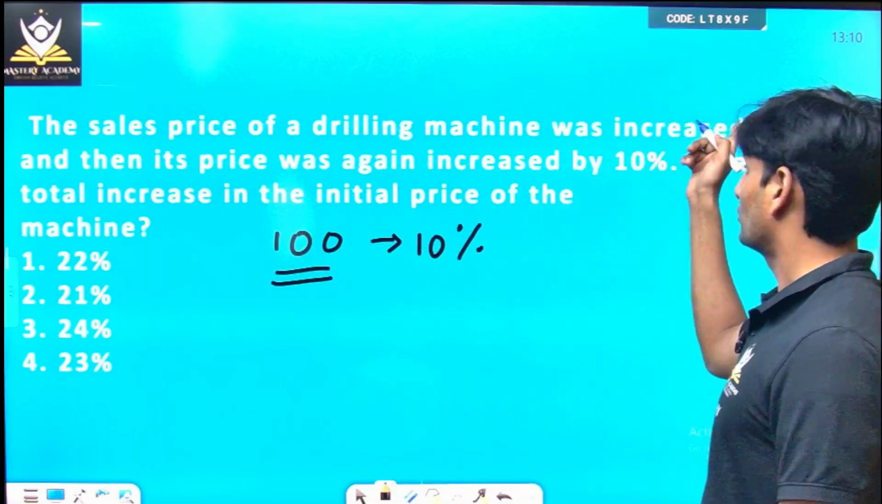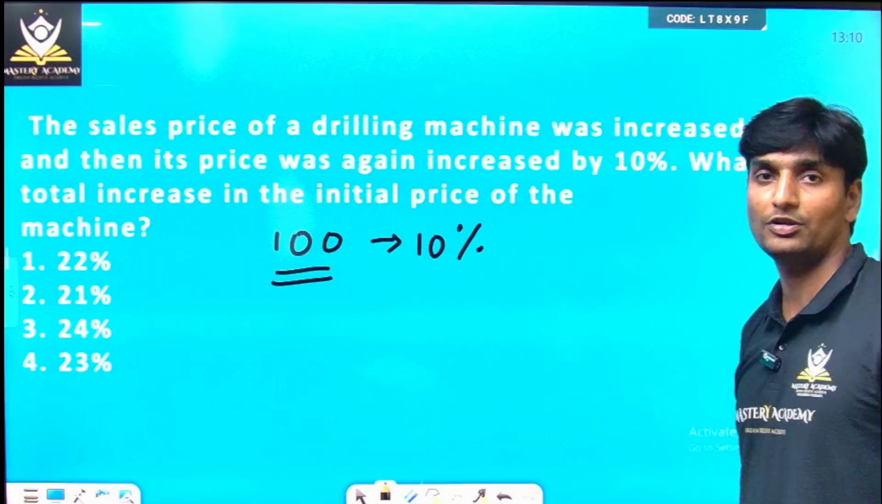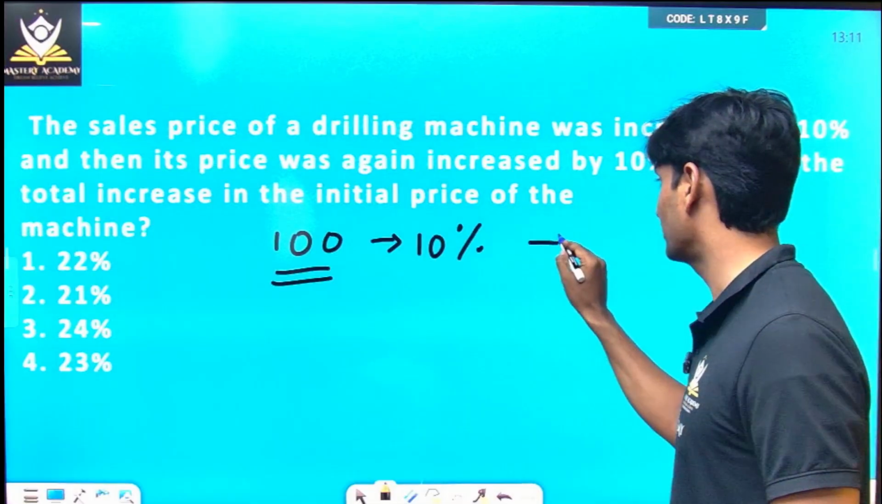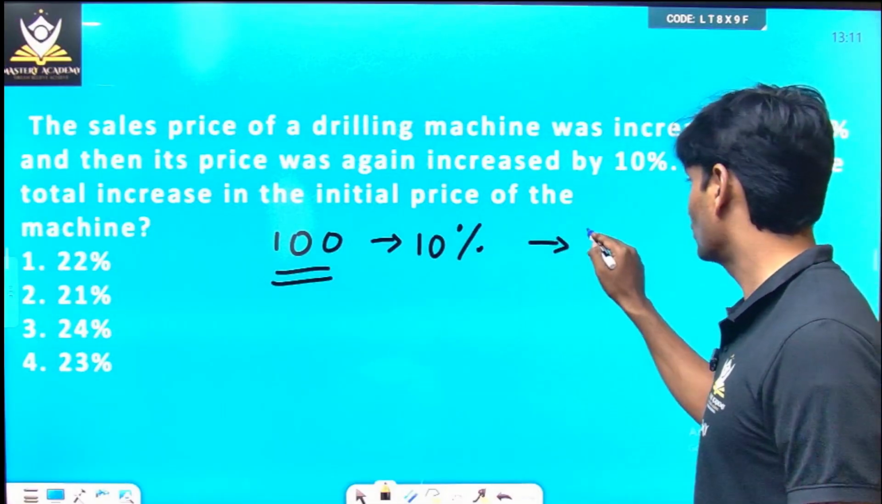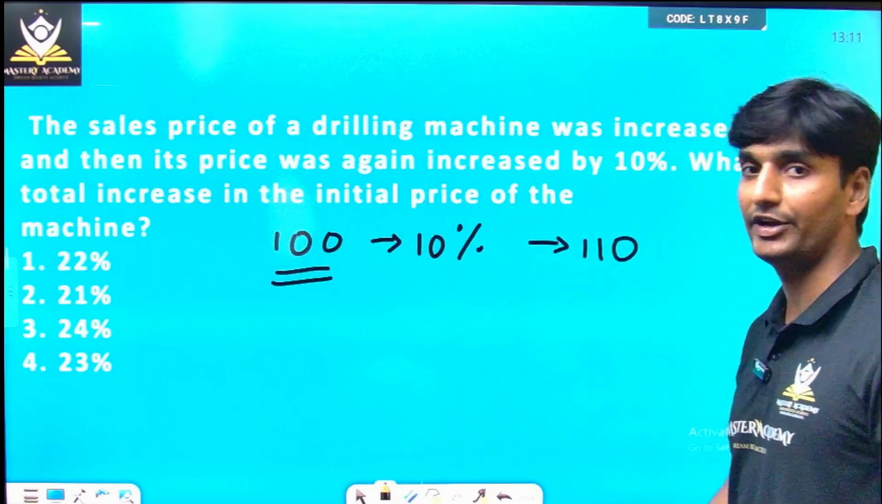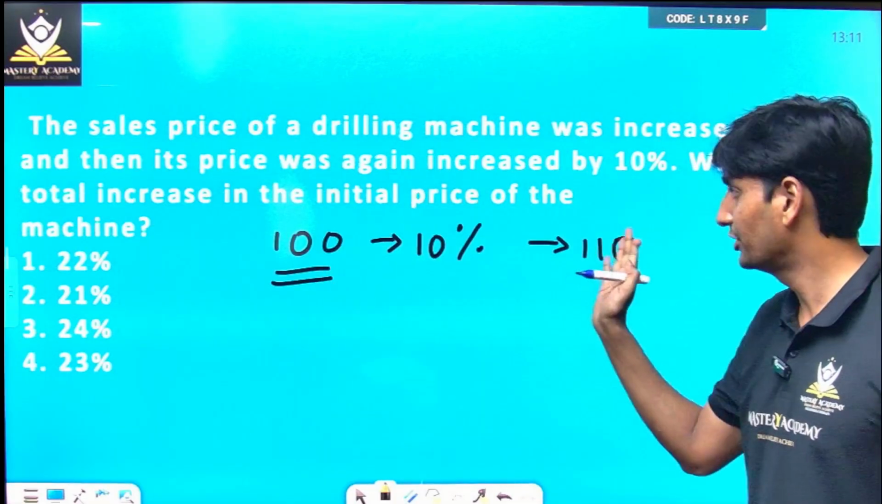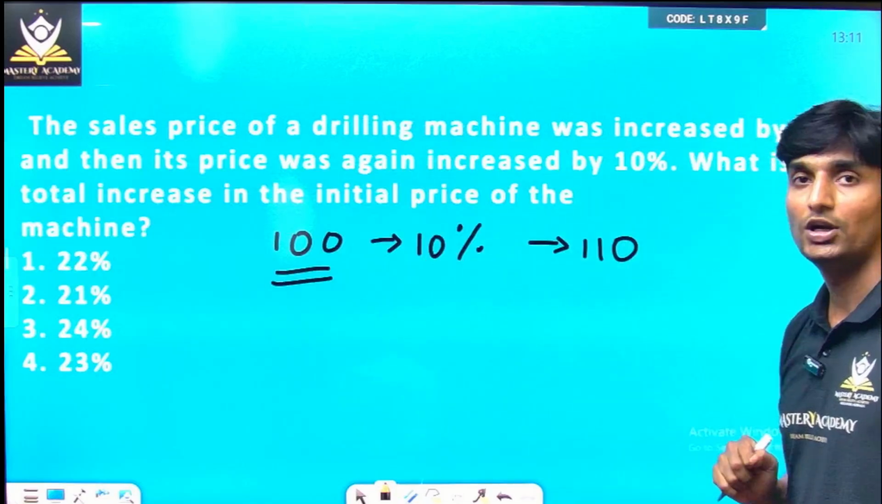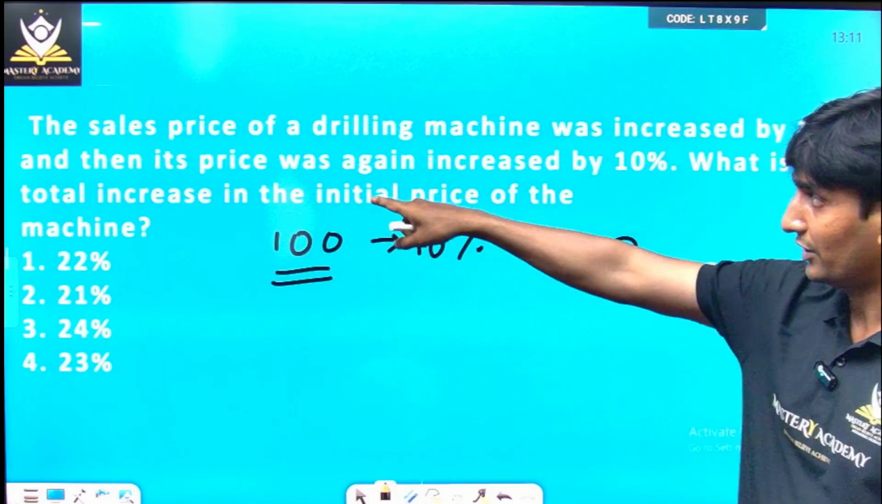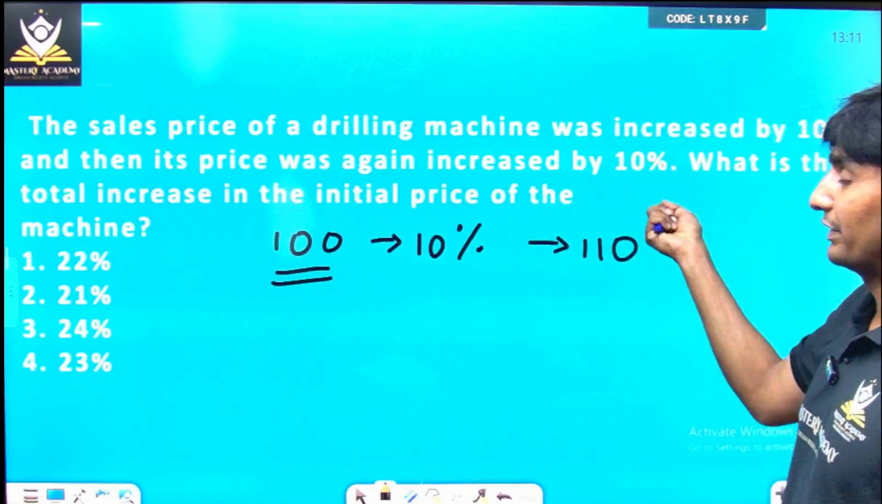So, 10% increase. If the initial price was 100, a 10% increase means 10 rupees. So the final value would be 110. After the 10% increase, 100 rupees will lead to 110. Then again, the second time, its price was again increased by 10%.